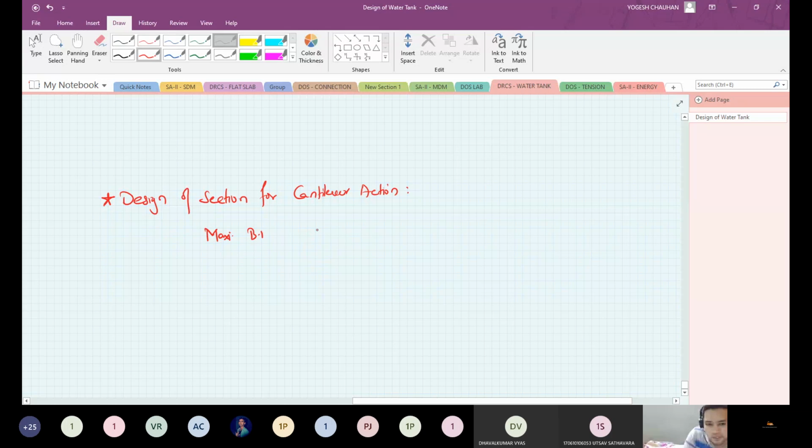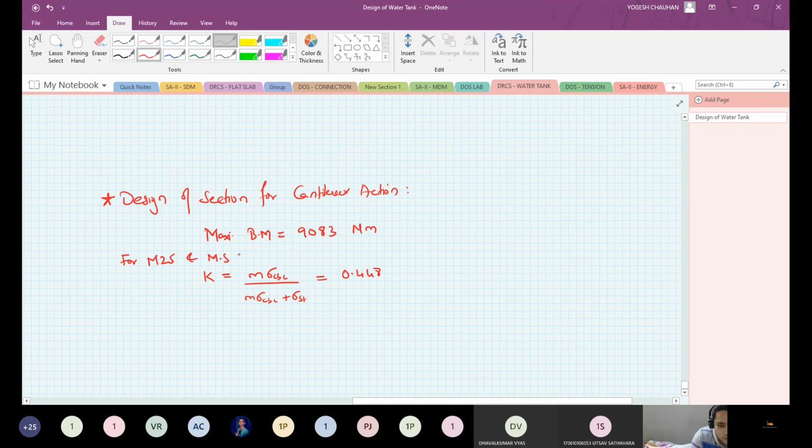So maximum bending moment is equal to 9083 Newton meter. It was in Newton meter. So you can find the design parameters. K is equal to m sigma cbc divided by m sigma cbc plus sigma st. So this will be equal to 0.448. This is for M25 and mild steel reinforcement. Okay, the design parameters.